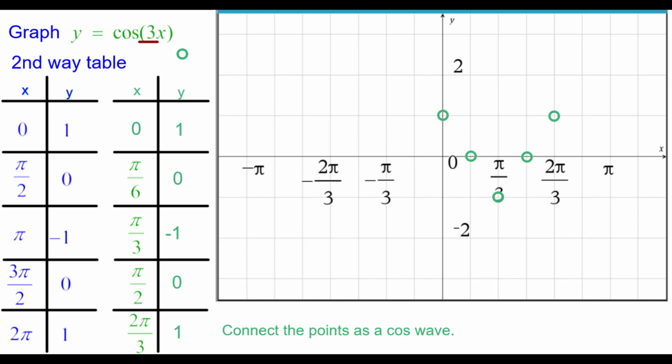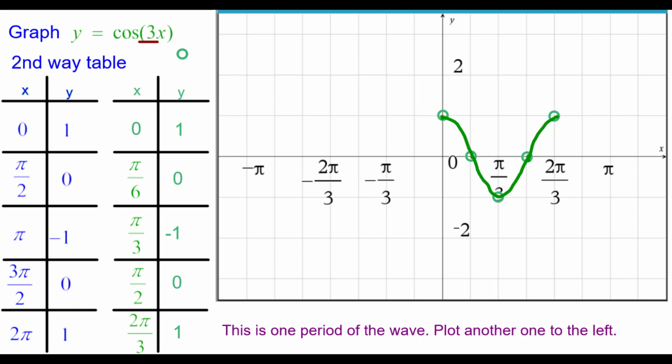We'll connect the points as a cosine wave. Concave down, concave up, concave down. This is one period of the wave. We need to plot another one, this time to the left. So we're going to go back the period, which is 2 pi over 3, or 1, 2, 3, 4 sixths of pi from here. Back 4 sixths of pi from here, which is the period, and back 4 sixths of pi from there.